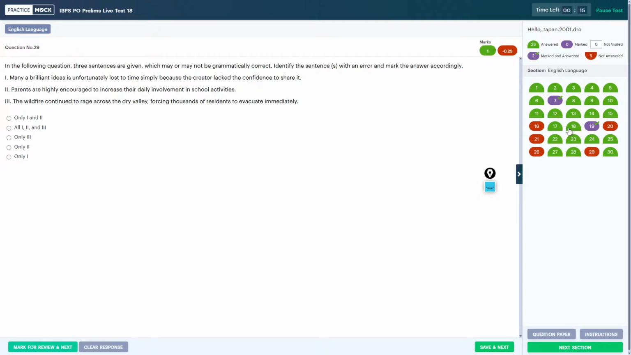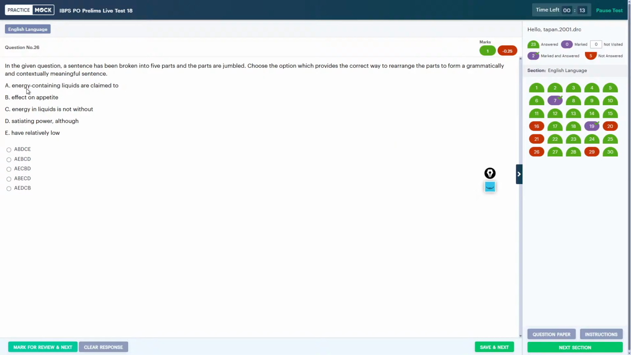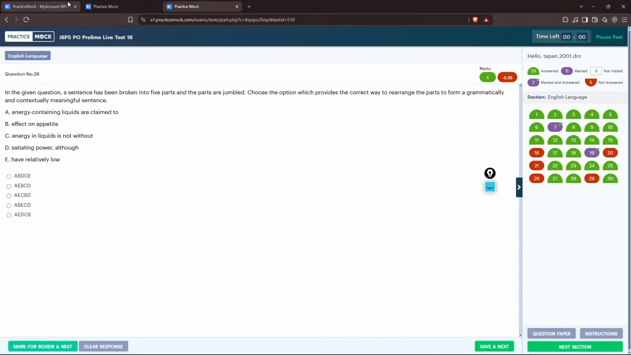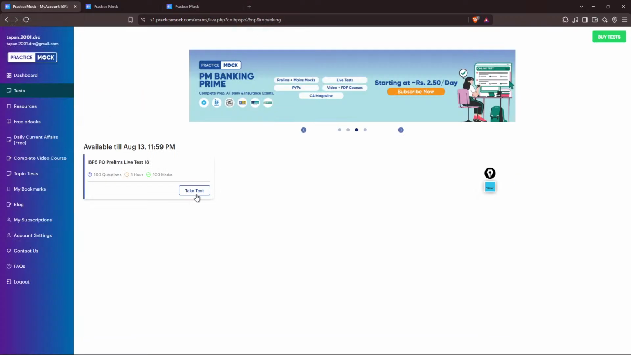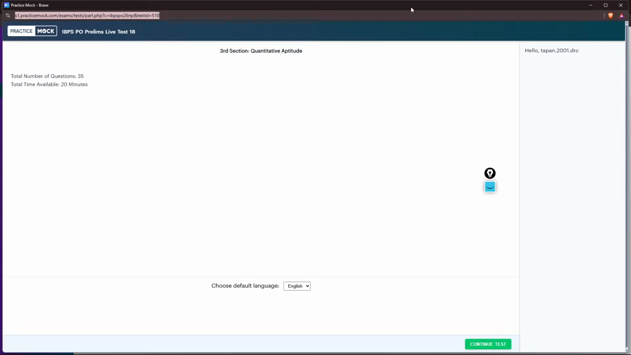Parents are highly encouraged to increase their... energy containing liquids are claimed to have a relatively low effect on appetite. So appetite, energy in liquids. Okay, time's up. I think I chose to do the RC first, so that was a mistake. So from next sections, I will do the small questions first, then only I'll come back to RC.